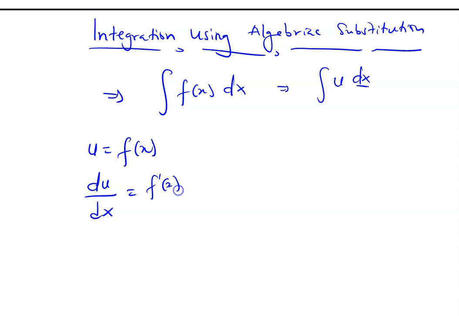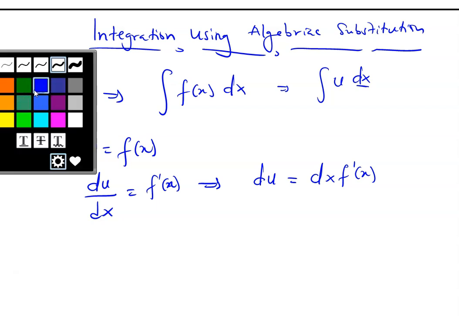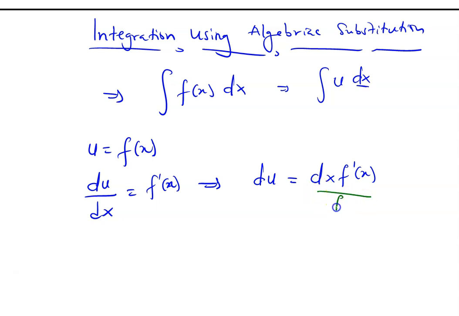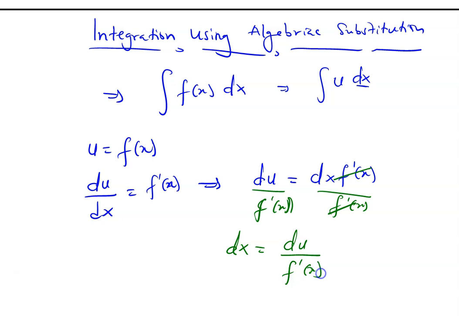So we first differentiate f of x, and once we differentiate it, we make x the subject of the relation. It's more like du is equal to the derivative of f of x multiplied by dx. Now we can divide both sides by the derivative of f of x, and it cancels out. Then we get dx equal to du over the derivative.